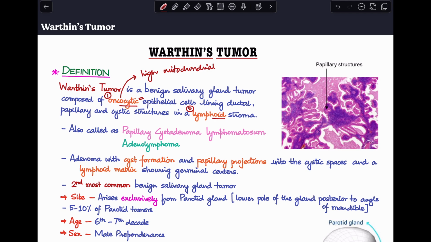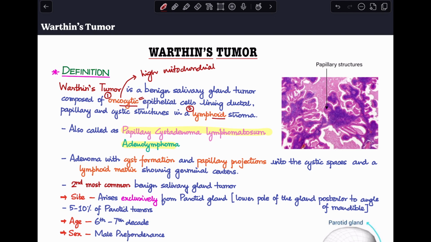There are some other names that were given to Warthin's tumor, but they are no longer used. These are two synonyms: one is papillary cyst adenoma lymphomatosum and the second is adenolymphoma. Now let's try to understand where this name comes from. This name comes from the histology that you'll be seeing in Warthin's tumor.